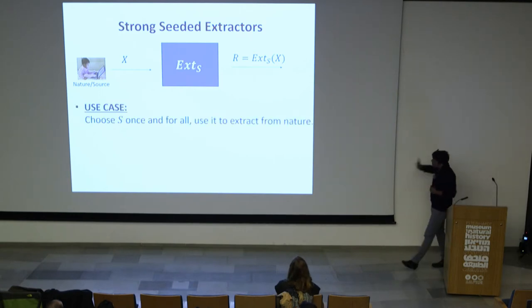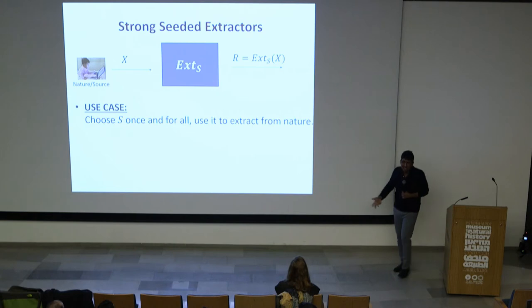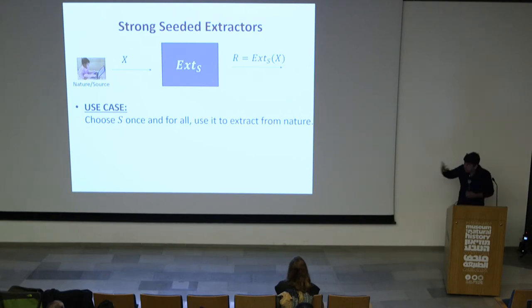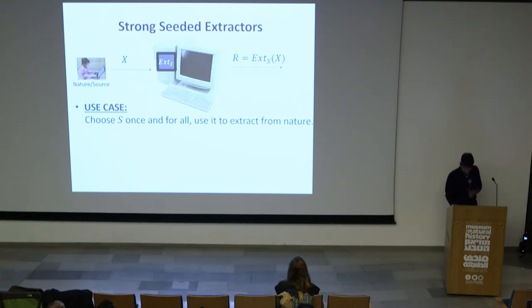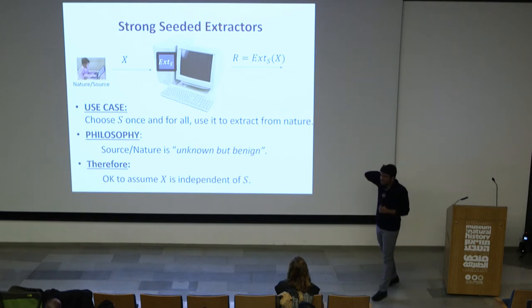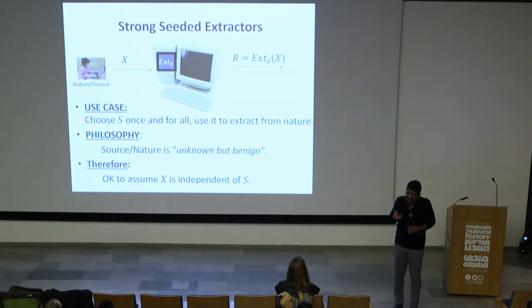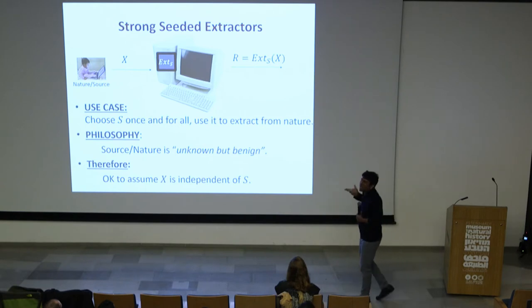Okay, so again, just to reiterate, the use case is that you choose the seed S once and for all, you put it in a device, and use it to extract from nature. The source is any one of these things that I mentioned before, and you keep extracting from nature. So this is what it looks like. In other words, the philosophy is that the source or nature is unknown. I don't know what this distribution is, really, and it depends on which source it comes from, but it's benign in the sense that it's nature.